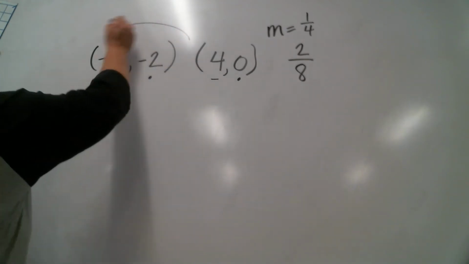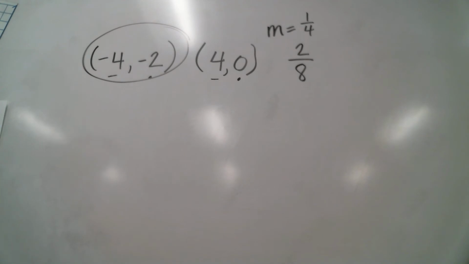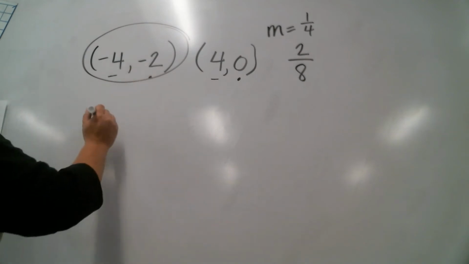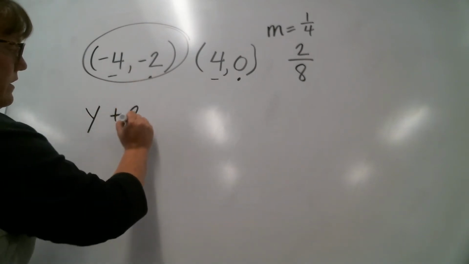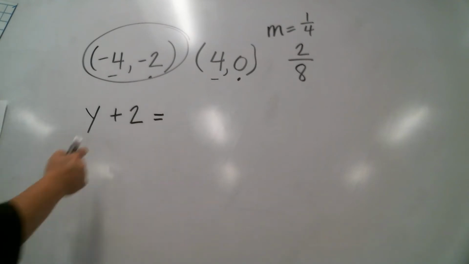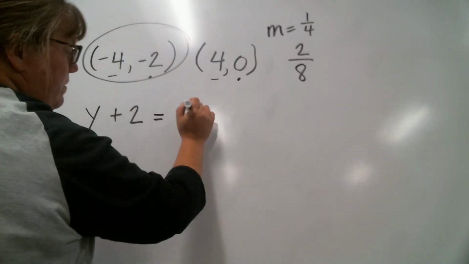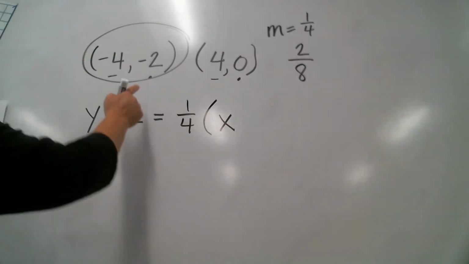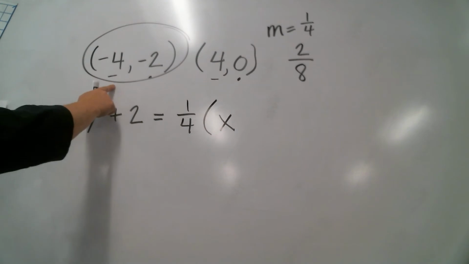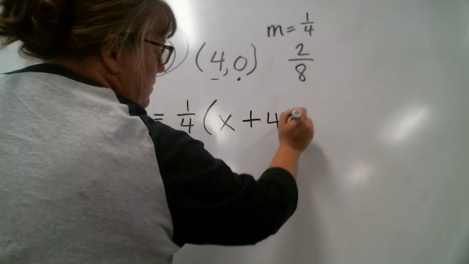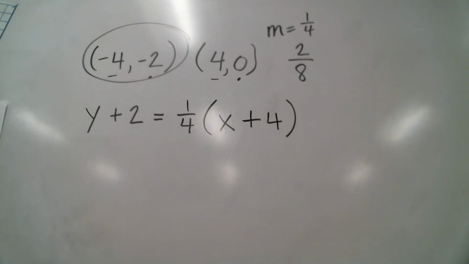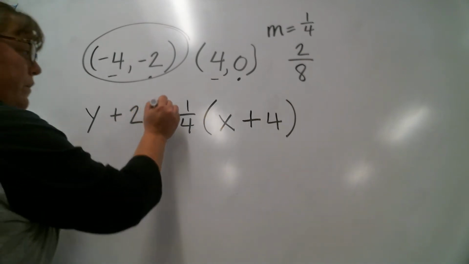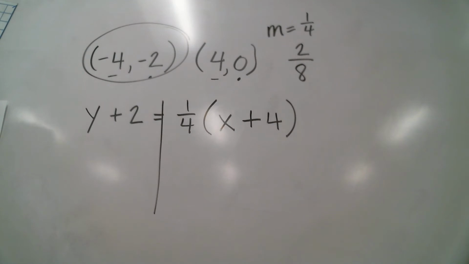Okay, and then I'm just going to pick a point. I'm going to pick the first one, and I'm going to use point-slope formula. So y minus y1, and remember, subtracting a negative is adding. So y plus 2, and then m, which I'm using 1/4, times x minus x1, which is -4, so it's going to be +4. So now that I've written it there, I want to put it into slope-intercept form. More than likely, you'll be looking for answers that are in slope-intercept form.